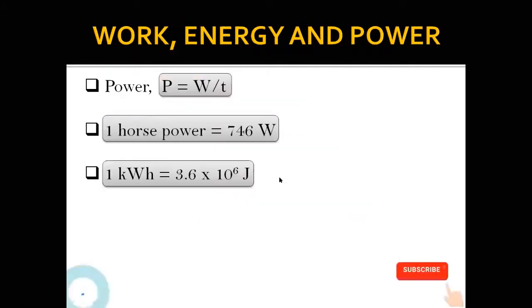More we have the formula of power, P is equal to W by T, here W is work done per unit time, that is called power. Okay, so work done by time. 1 horsepower is equal to 746 watt, and 1 kilowatt hour is equal to 3.6 into 10 to the power 6 joule. These are some constant values, when we solve formula numericals, these constant values will be useful to us.